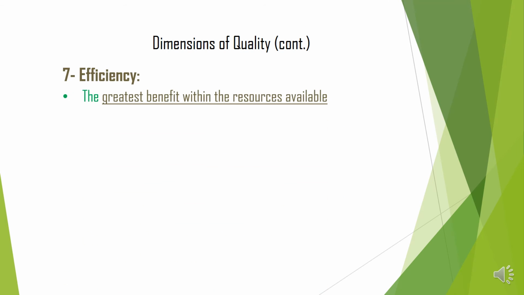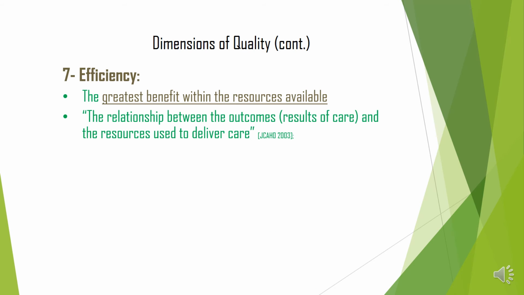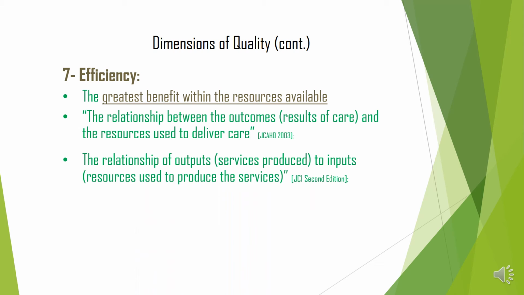Number 7 is efficiency. Always when you see the word resources, this means efficiency. So the definition is the greatest benefit within the resources availability. We will give the maximum benefit for the customer with our available resources. The relationship between the outcome, which is the result, and the resources used to deliver the care, is another definition by Jaco in 2003 for the efficiency. Relationship of the output, which is the outcome, services produced, to input.